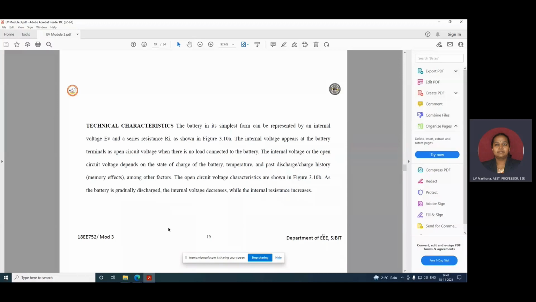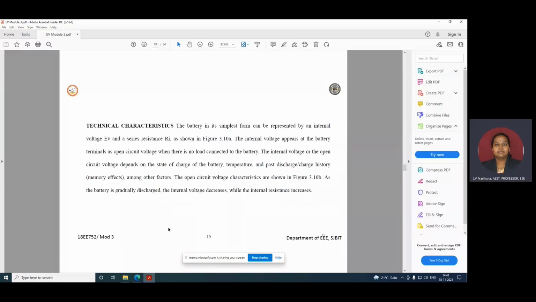The internal voltage appears at the battery terminal as an open circuit voltage when there is no load connected to the battery, and when the load is connected, the potential is fetched as we have kept the circuit in a closed loop. The internal voltage or open circuit voltage depends on the state of charge of the battery, temperature, and past discharge, or discharge history, which we can also call the memory effect, among other factors.